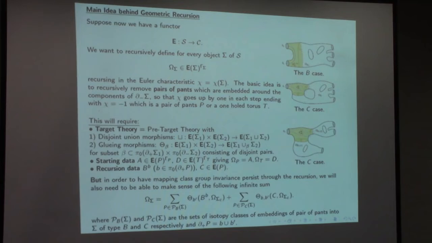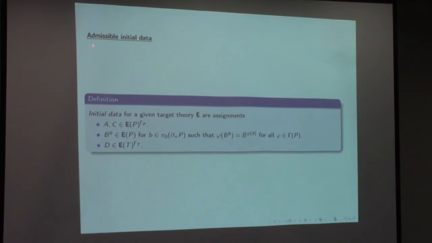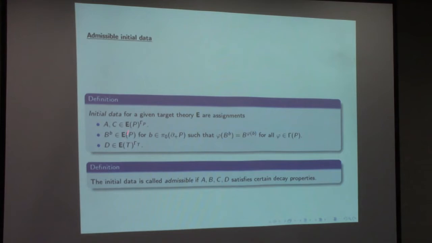So in other words, we have to talk about admissible initial data. Initial data for a given target theory will be A and C in there, B in there, where B is the choice of this out here, so there are two choices. But I want it in such a way that if I have an element of the mapping class group with a pair of pants that interchanges those two boundary components, then it should work this way. And then I have D, which lies in this space here. So that's initial data by definition. The initial data is called admissible if A, B, C, D satisfy certain decay properties. I will give you precisely what these decay properties are tomorrow. Today I would like to not give them to you. It's technical, so I want to just shove the analysis under the rug at the moment, because I think it makes it a little easier to grasp the first time around.